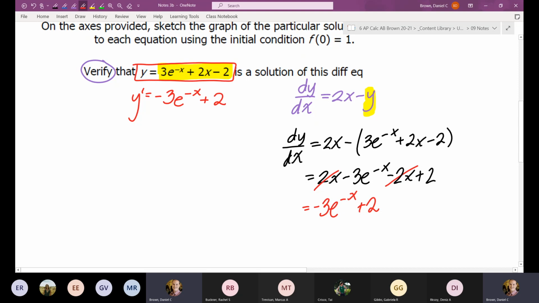Have I shown that those two things are technically the same? Yes, what's on the left-hand side is the same as the right. Don't need to explain it, don't need to draw arrows, you could if you wanted to. But just showing those steps is going to be enough. Questions there?